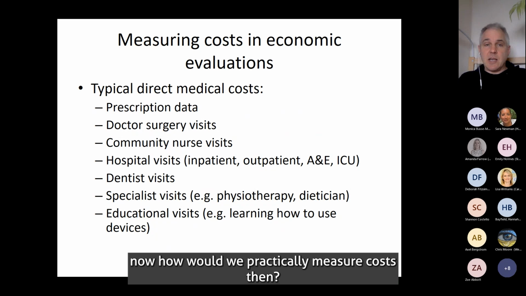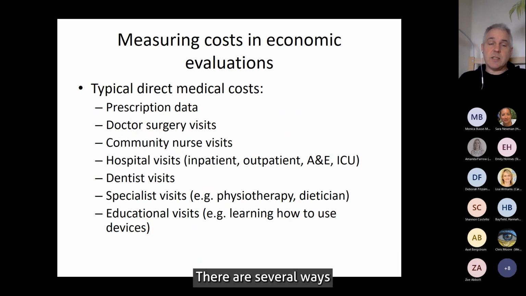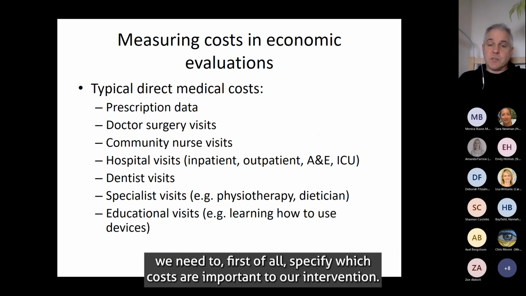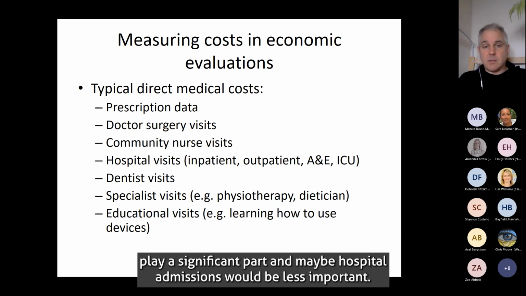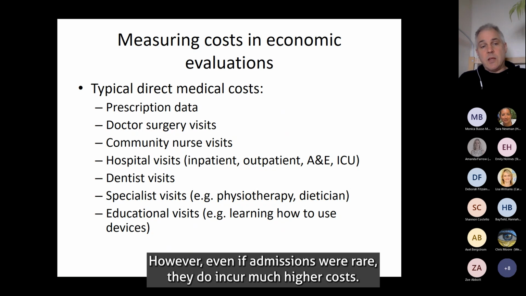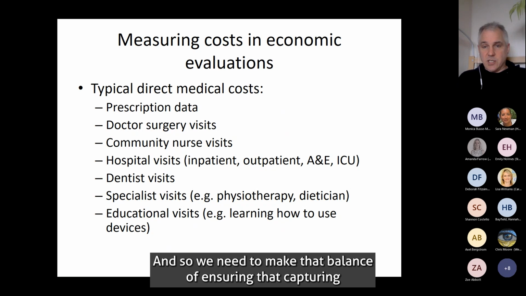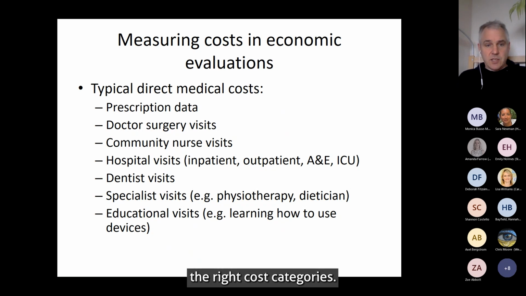Now, how do we practically measure costs? Then there are several ways. We need to, first of all, specify which costs are important to our intervention. If it's a primary care-led intervention, then obviously a GP surgery cost would play a significant part, and maybe hospital admissions would be less important. However, even if admissions were rare, they do incur much higher costs, and so we need to make that balance of ensuring that we're capturing the right cost categories.